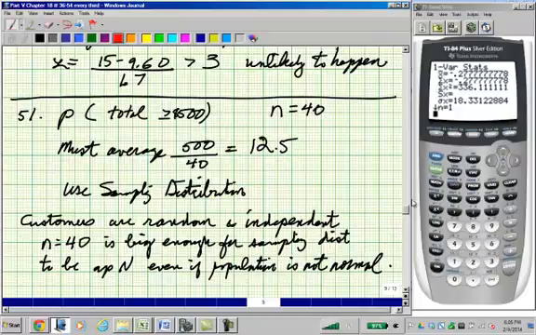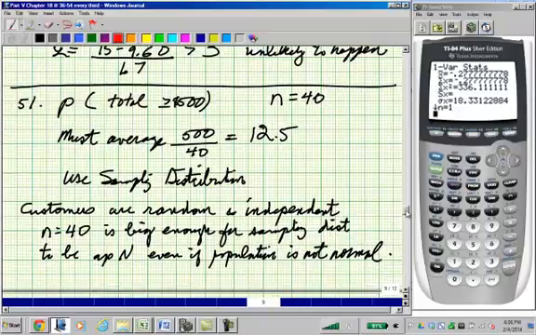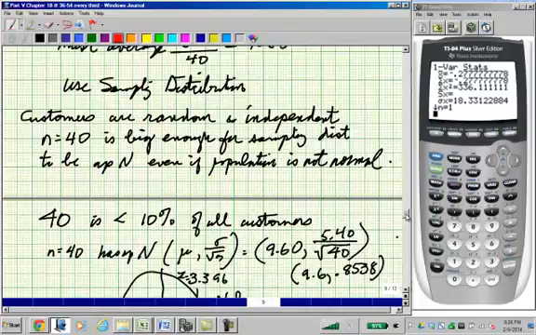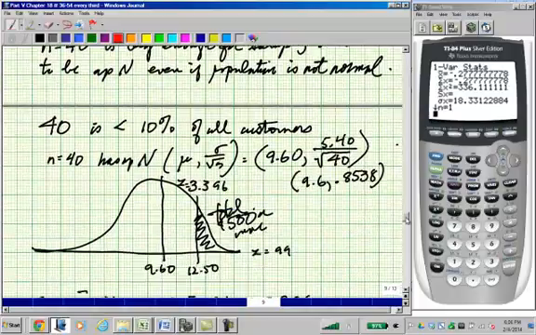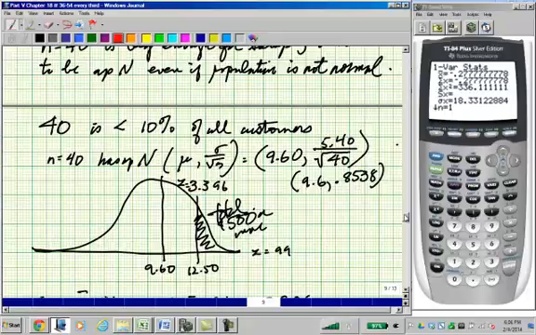So we use a sampling distribution. Customers are random and independent. n equals 40 is big enough for a sampling distribution to be approximately normal, even if the population is not normal. 40 is less than 10% of all customers. So we're going to end up with an approximately normal sampling distribution of 9.6, comma 0.8538.